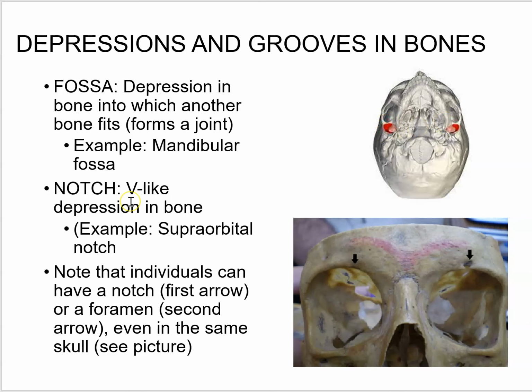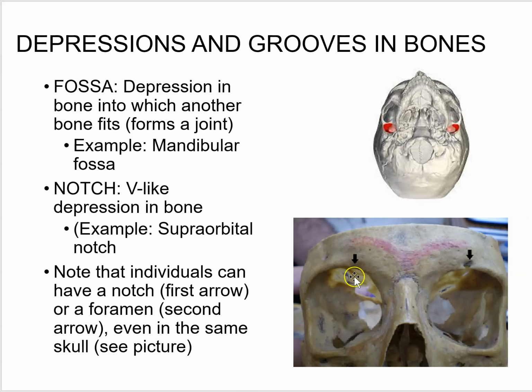We could have a notch. A notch is a groove in a bone. It's usually V-shaped, although the shape can vary a little bit. And in this picture, the notch is here where it's a little bit dark. The notch is also a passageway for blood vessels and nerves.